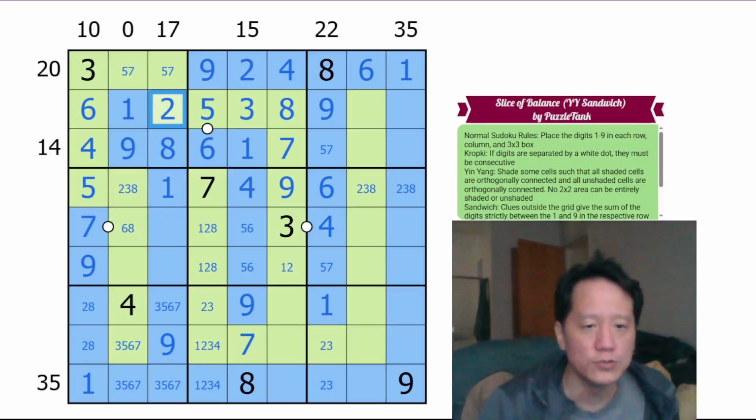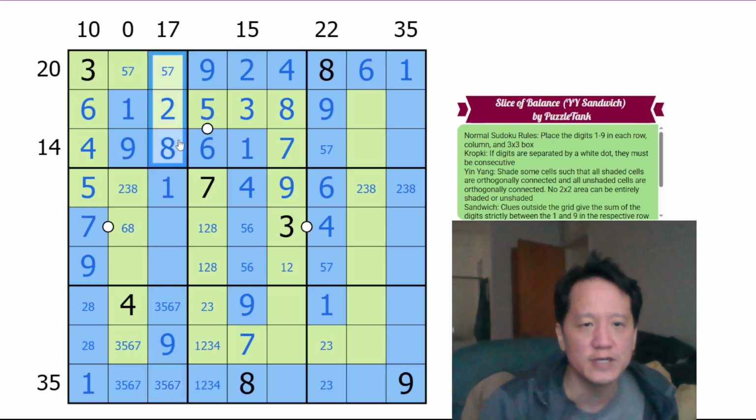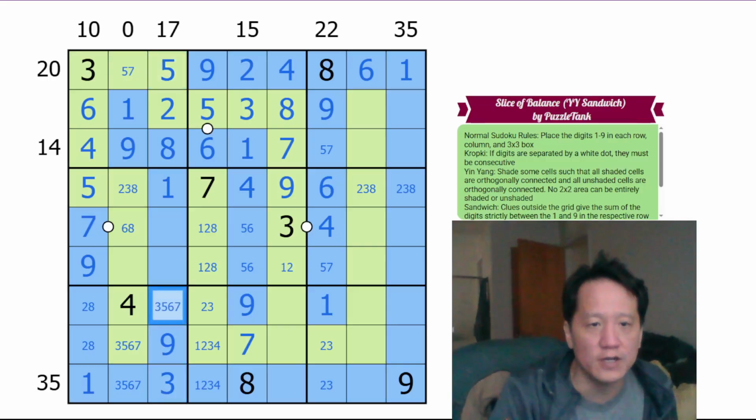We have a 2 that's outside and an 8. So 35 minus 17 is 18. So the digits outside must add up to 18. And if we take the minimum, that's 3, 5, 2, 8, which adds up to 18. So it must be the minimum. So then this is 5, 3.